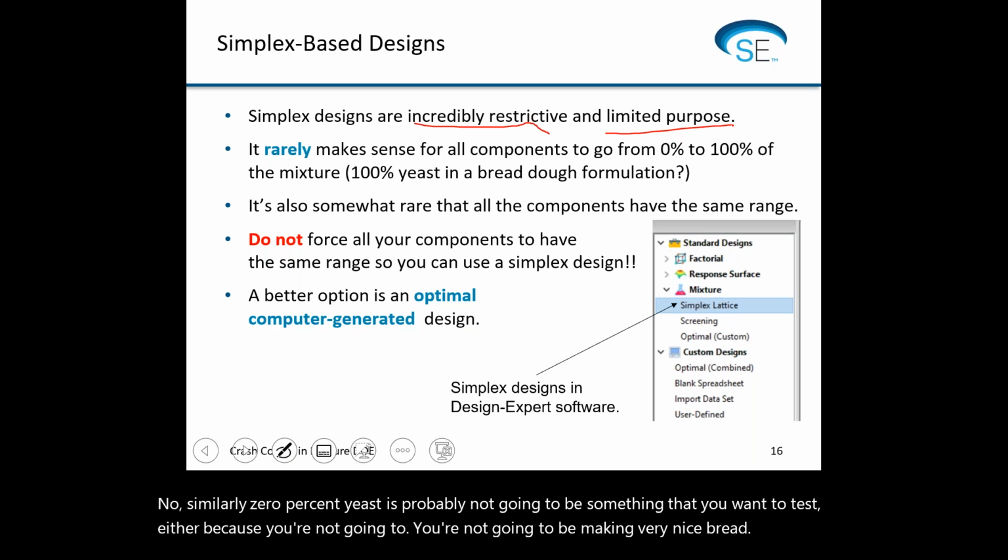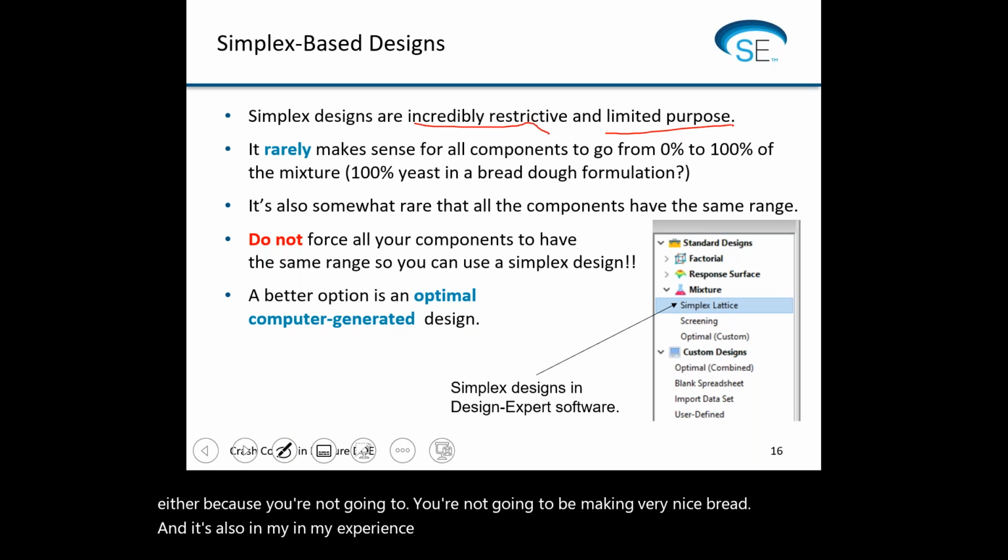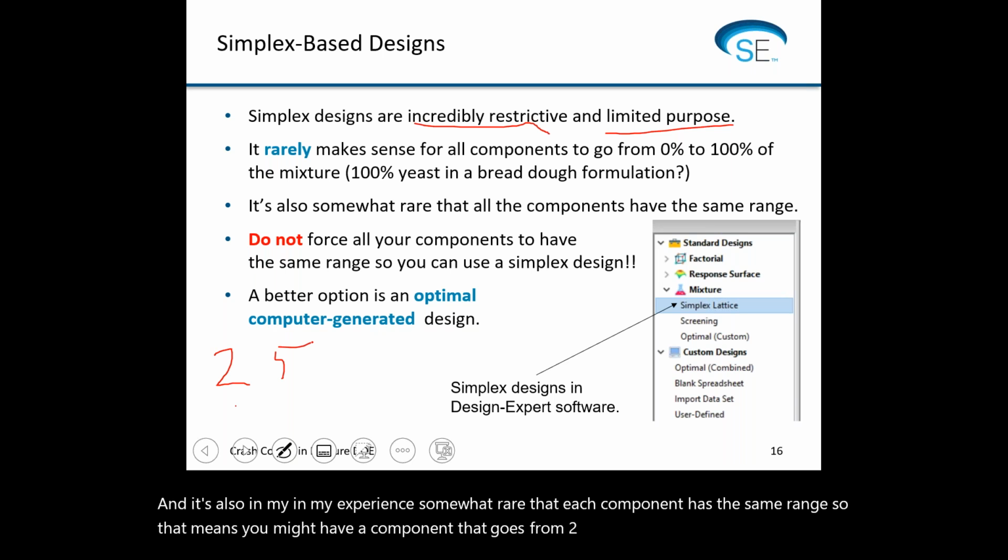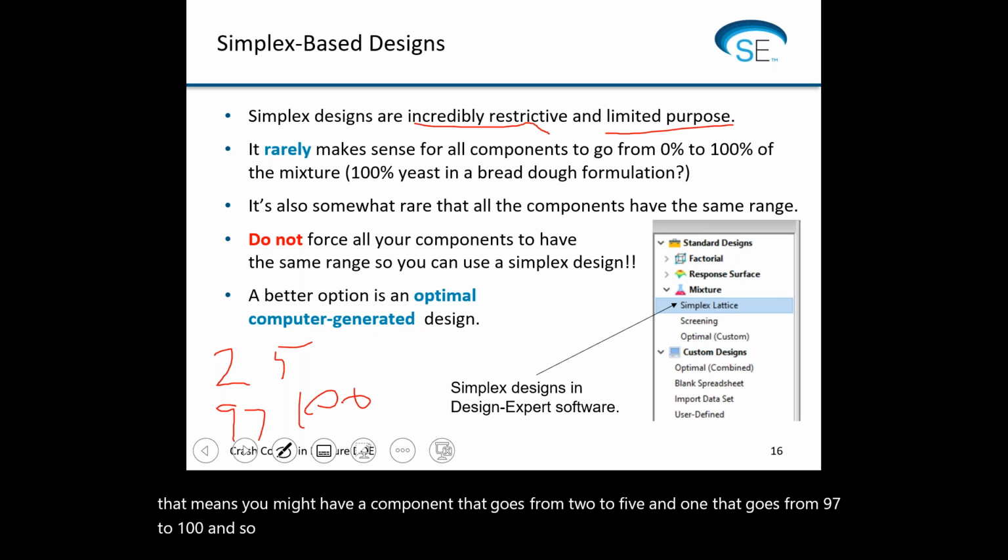And it's also, in my experience, somewhat rare that each component has the same range. That means you might have a component that goes from 2 to 5, and one that goes from 97 to 100, and so on. I see it pretty rarely.